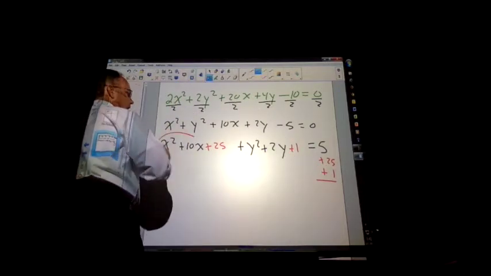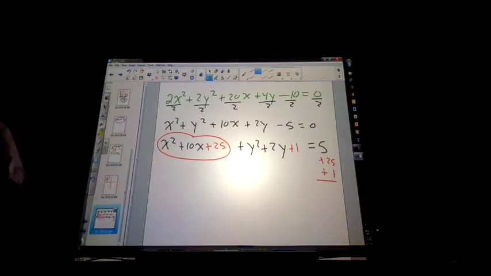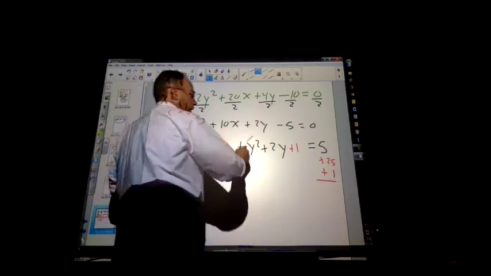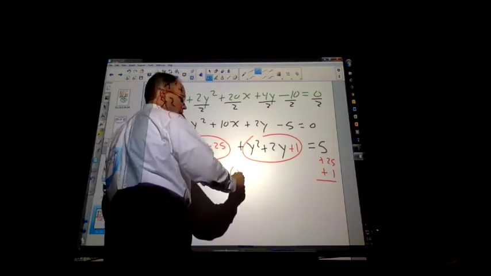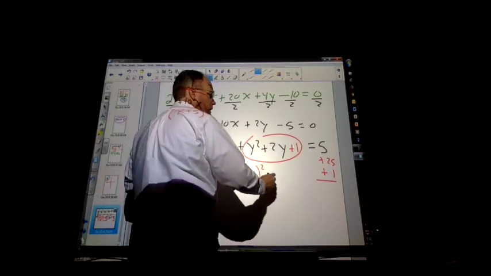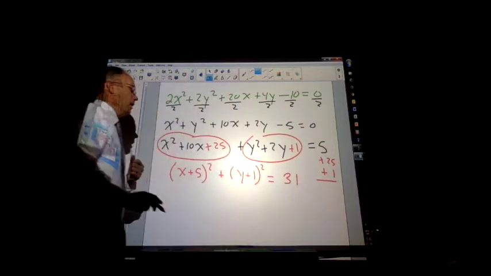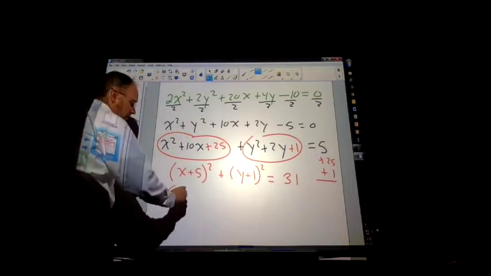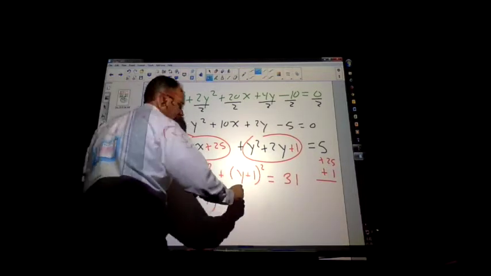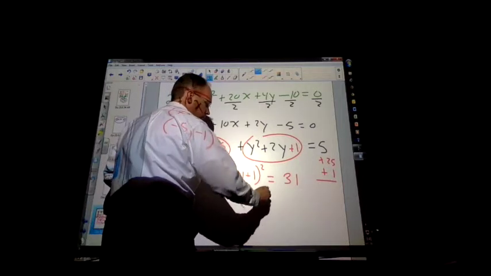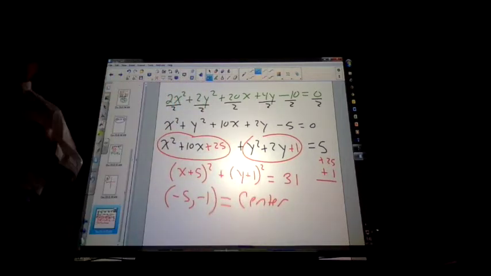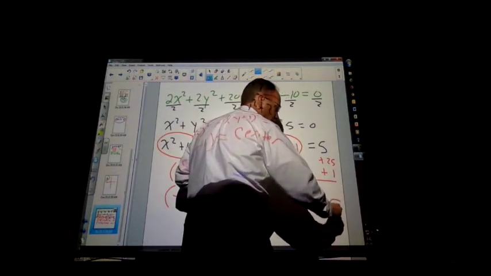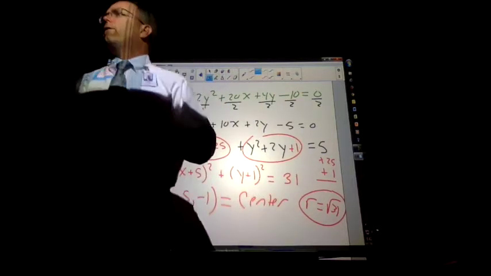Okay? So this right here is the same thing as x plus 5 squared. This right here is the same thing as y plus 1 quantity squared is equal to 31. What's the center of this circle? Good. -5, -1. What is the radius? 5.5, or I leave it as a radical, which would be? Good. So the radius is going to be the square root of 31, which you said about 5.5.